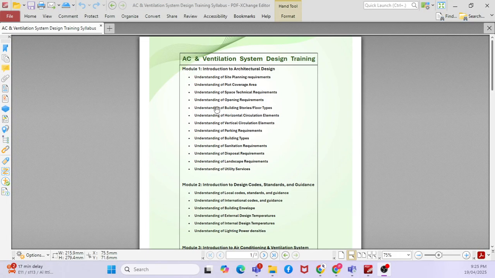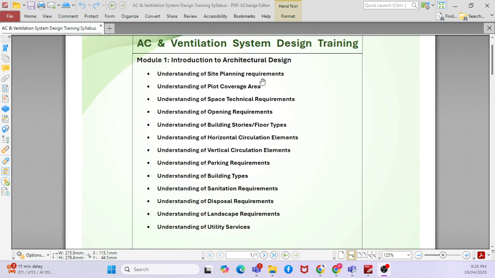Last week we started with the introduction to architecture, where you understood the basics. Whenever we are technical people, to understand the basics, what is the basic architectural guideline?